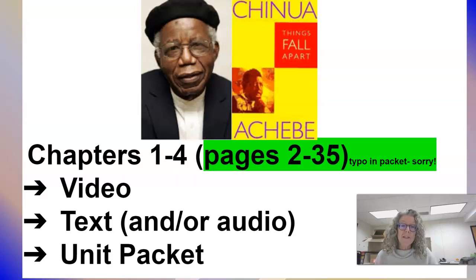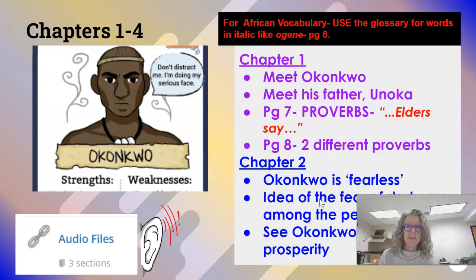You also could listen to the text, so I'll show you where that audio is. It's not a reading class, so you certainly can listen. So, in general, chapters 1 through 4, Okonkwo is our main character. His life is the life we are tracking as we read this narrative.